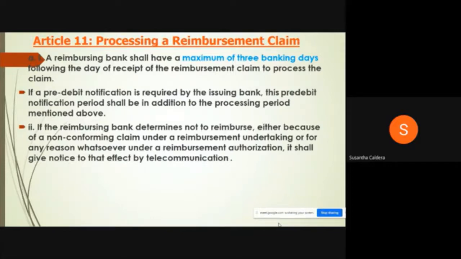Now, tell me, a negotiating bank or the issuing bank, what is the maximum banking days they have to check the documents and pay? What is the maximum days to check the documents? We did this in Article 14. Article 14 B. What is the maximum banking days?